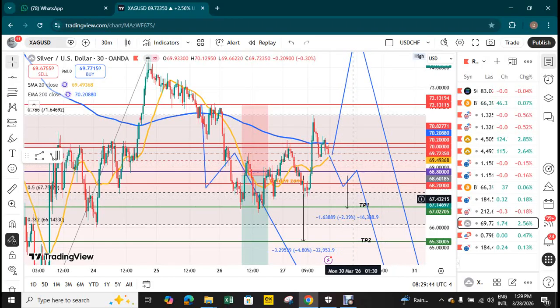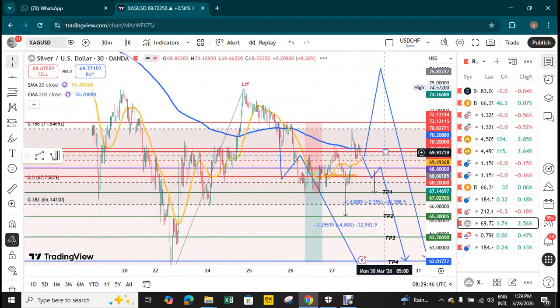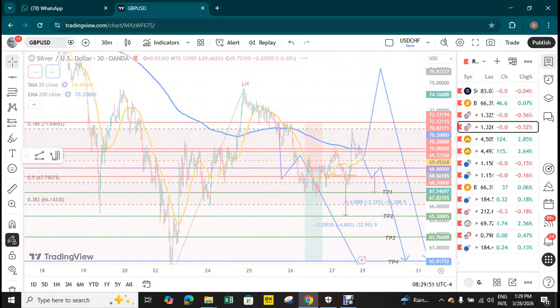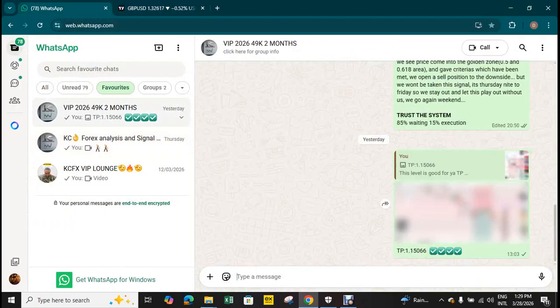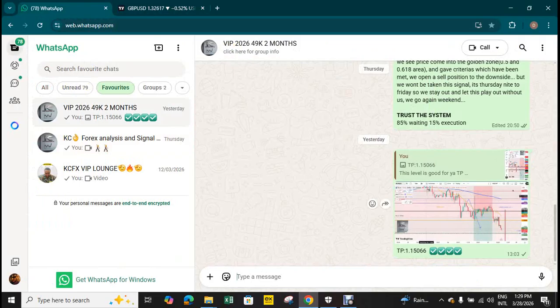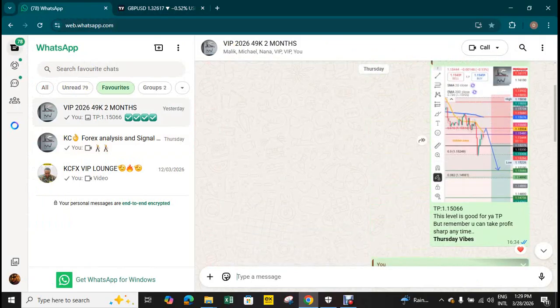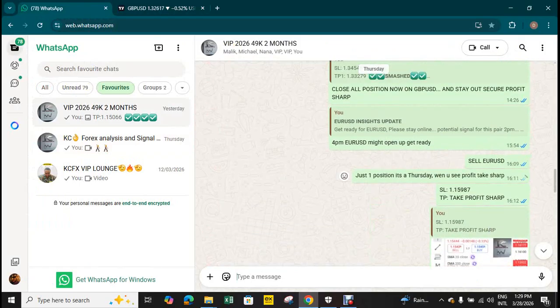So now let's move to Euro USD. We saw another entry for Euro USD after we took one on Monday. Euro USD, I think I gave an entry for only VIP on this pair. Yes, I think I gave VIP this pair. Yeah, I gave this on a Thursday, 4 o'clock. 4:09 after 4. I said we should sell Euro USD, just one position. It's a Thursday. When you see profit, take sharp. SL 1.15987, take profit sharp.